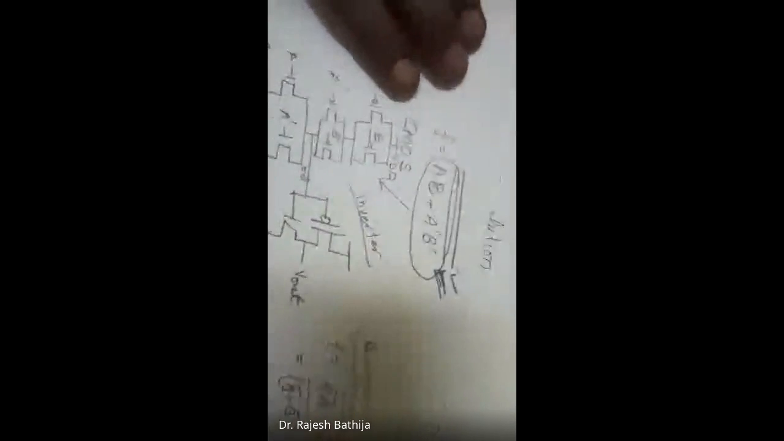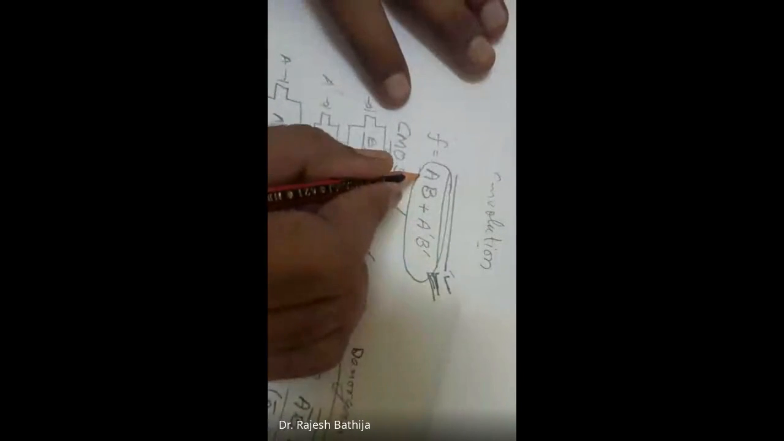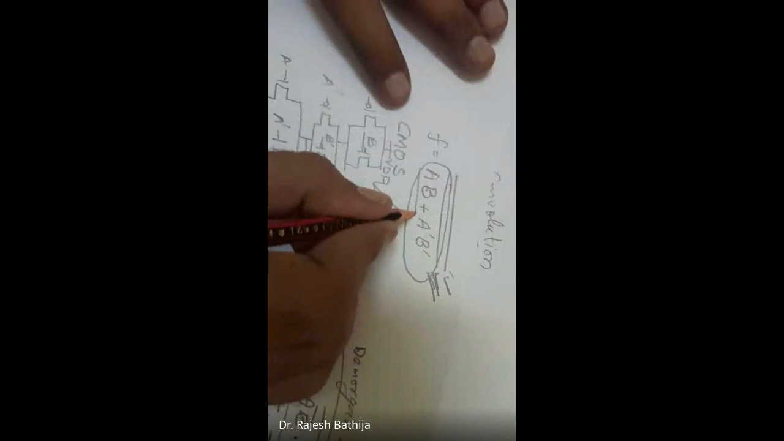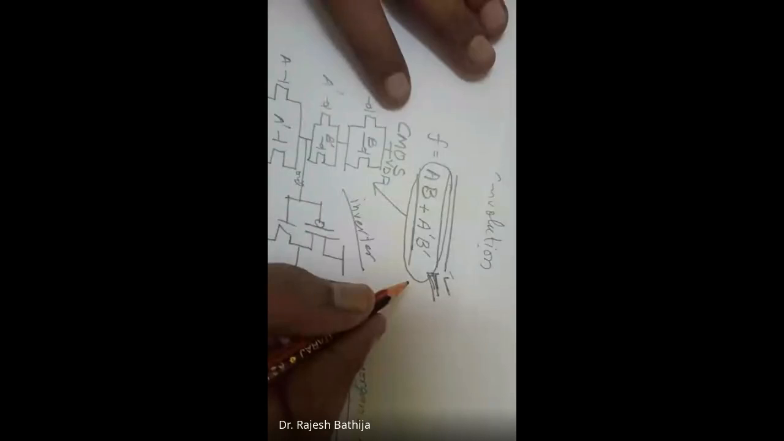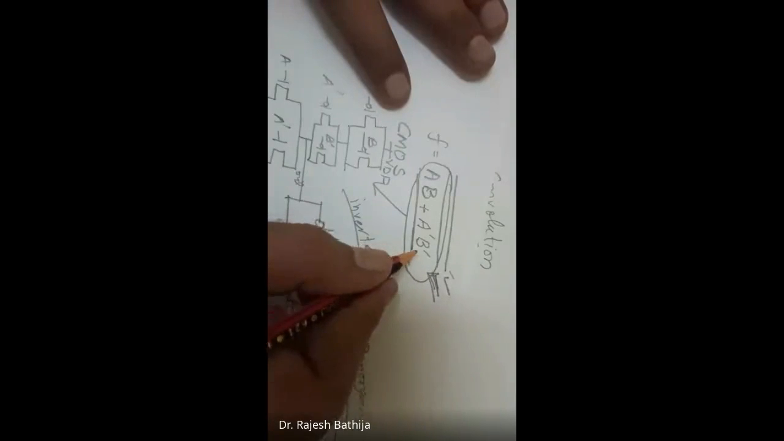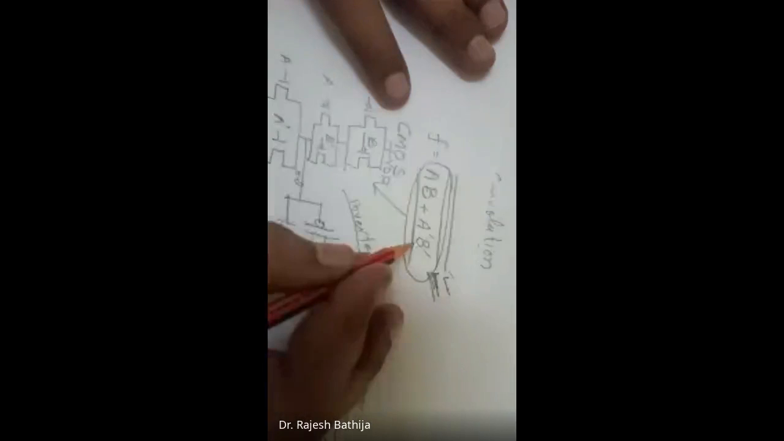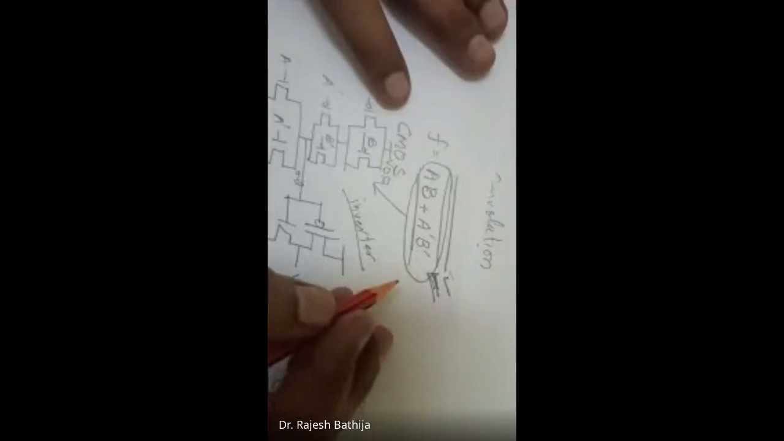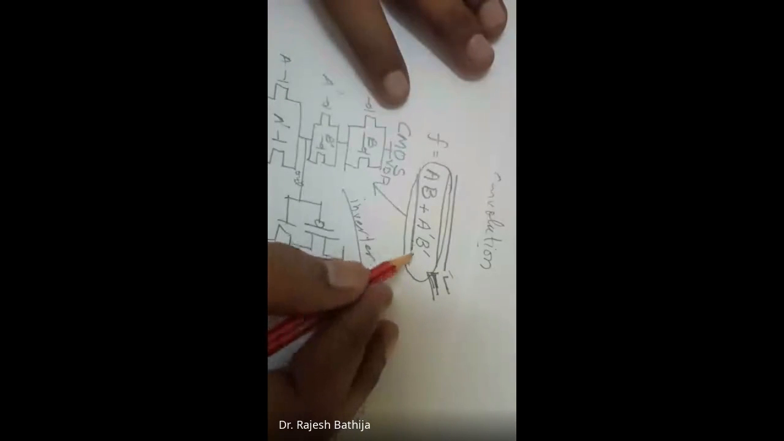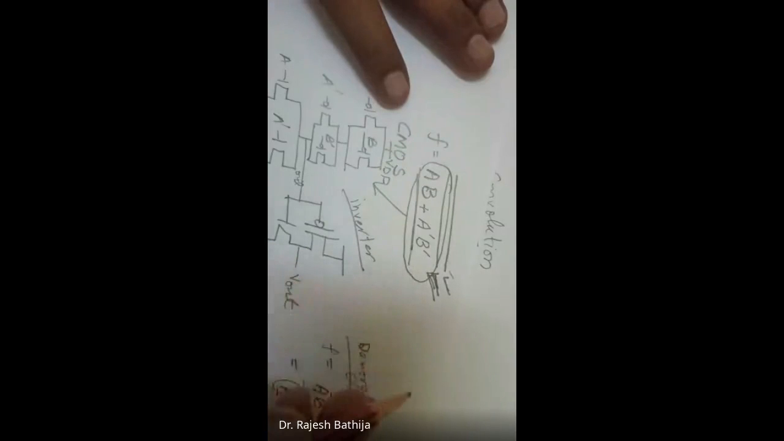But easier will be if somebody tells me what is the expression of this logic gate. Can anyone give me the logic gate name? AB plus A dash B dash. Which type of logic gate is this? AB plus A dash B dash. Can anyone give me? Meena Kushwa ma'am, AB plus A dash B dash is the Boolean expression of which logic gate?